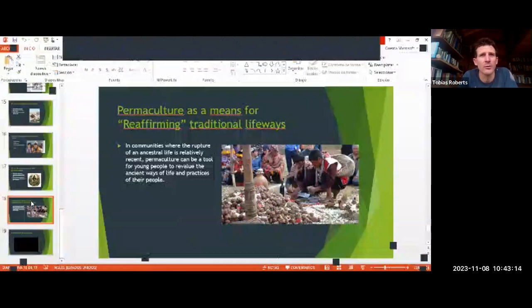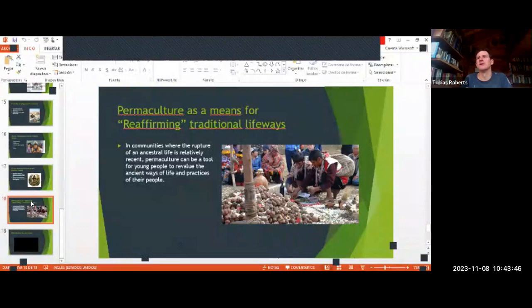I think there's an incredible amount of wisdom in vernacular lifeways, in traditional worldviews. And permaculture is a way for people who still subsist in this area, where people still see traditional pathways, traditional ways of growing food, of building homes, of harnessing energy, and it can create a sense of pride in that, right? So in communities where the rupture of an ancestral way of life is relatively recent, permaculture can be one tool for young people to revalue those ancient ways.